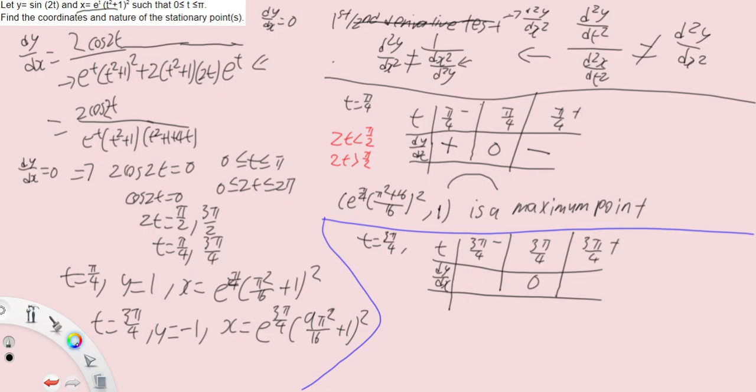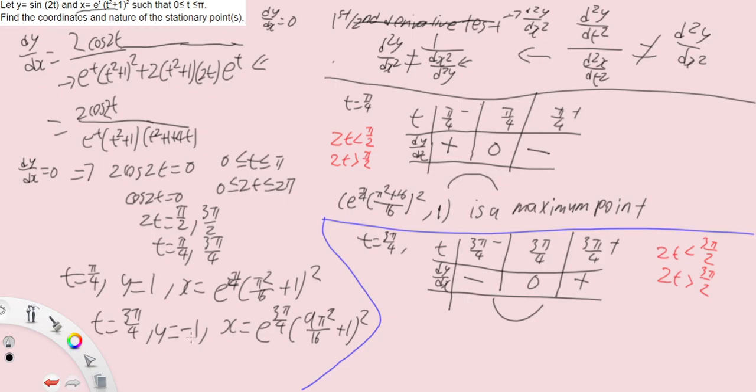Now, same logic. When t is slightly less than 3 pi over 4, 2t will be slightly less than 3 pi over 2. That means it will be in the third quadrant, where tangent is positive. Therefore, cosine is negative. That's why the numerator will be negative. The denominator is always positive. For positive t, negative dy/dx. Now, slightly more than 3 pi over 4, 2t will be slightly more than 3 pi over 2. In the fourth quadrant, where cosine is positive, the numerator will be positive, the denominator is also positive, dy/dx will be positive slightly more than 3 pi over 4.